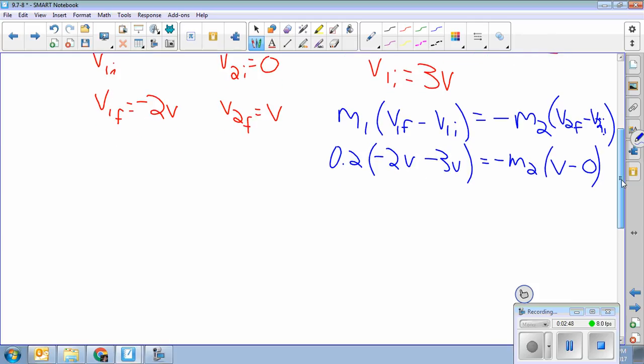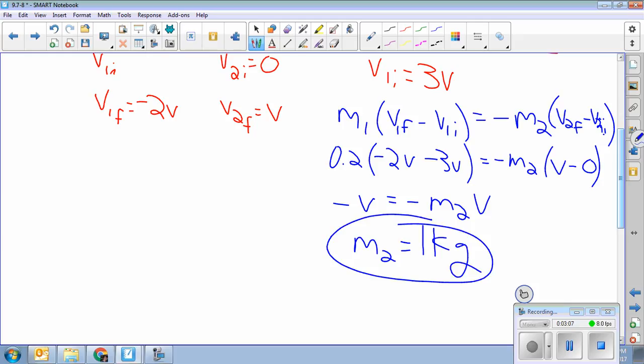So we are almost done here. Let's see. So this is going to give me 0.2 times negative 5V. So that gives me negative V equals negative m2 times V. Oh, divide both sides by V. And m2 is 1 kilogram. All right, there we go.